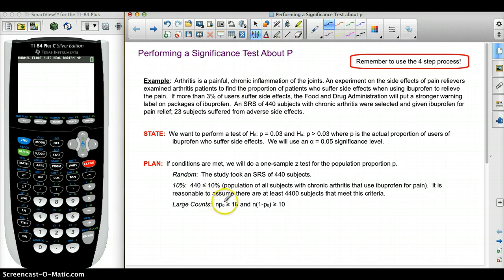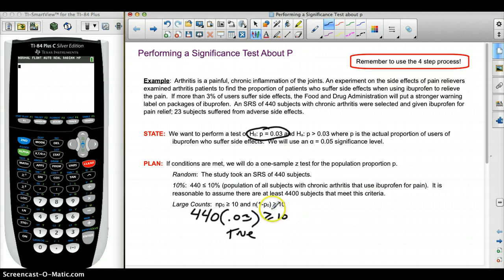So remember, you want to do n times p0 of the null hypothesis is greater than or equal to 10. So n, remember, is your sample size, you have 440, times your p sub 0, which is your null parameter, which remember is going to be 0.03. We get that from up here where our null hypothesis of p equals 0.03, and we should get it's greater than or equal to 10. If you do out the calculations, you will find out that that is actually true.